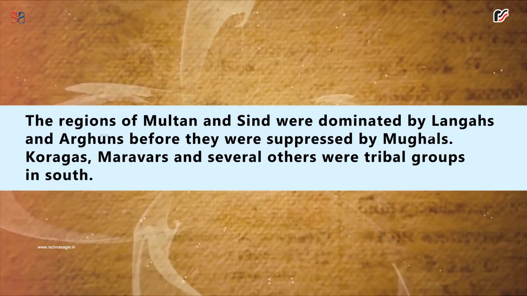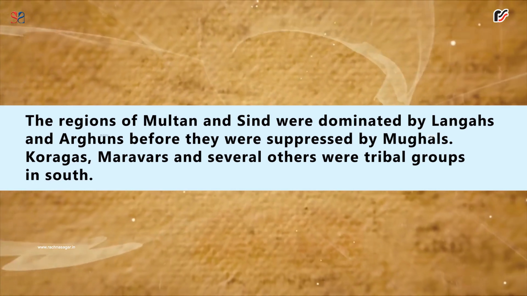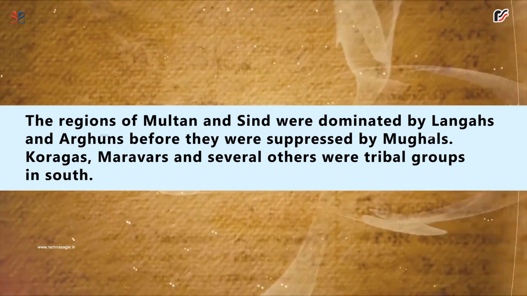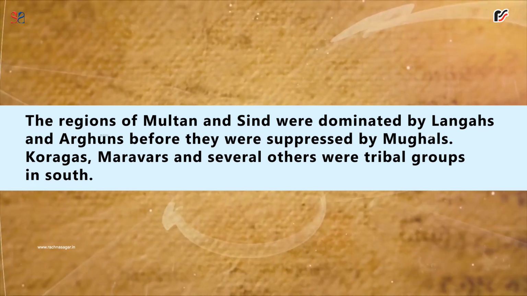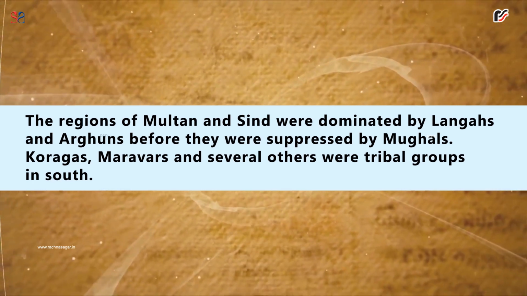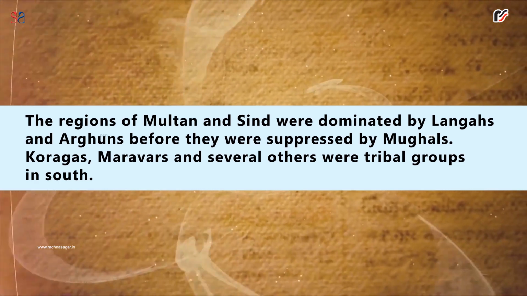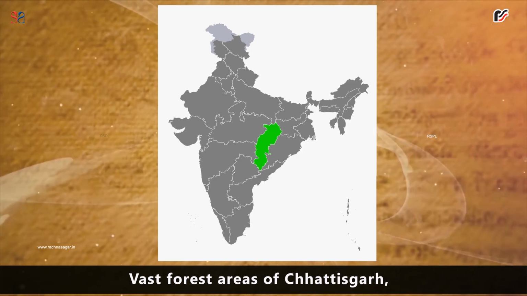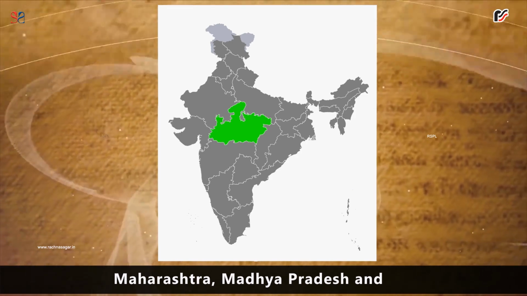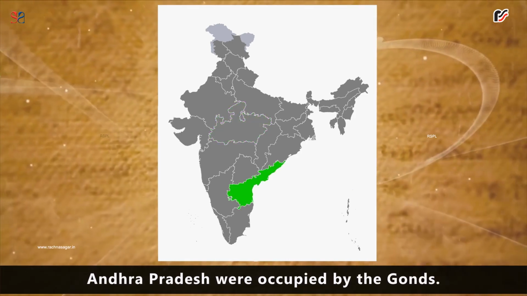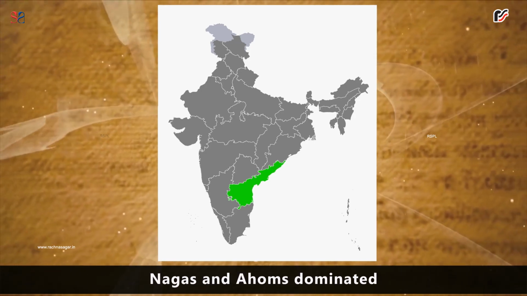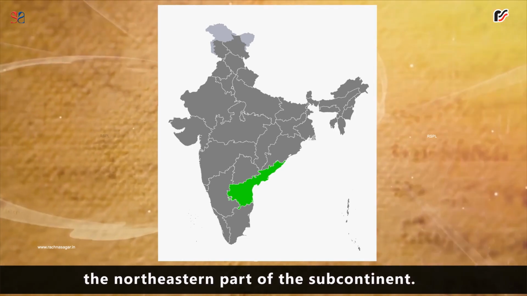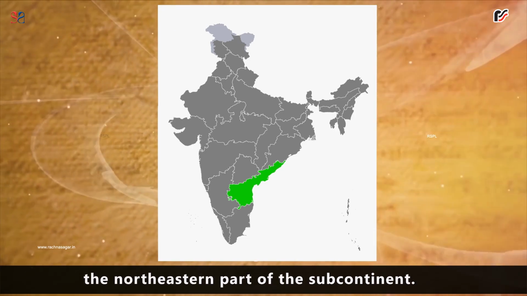The regions of Multan and Sindh were dominated by Langas and Arguns before they were suppressed by Mughals. Gorgas, Maravas, and several others were tribal groups in the south. Vast forest areas of Chhattisgarh, Maharashtra, Madhya Pradesh, and Andhra Pradesh were occupied by the Gonds. Nagas and Ahoms dominated the northeastern part of the subcontinent.